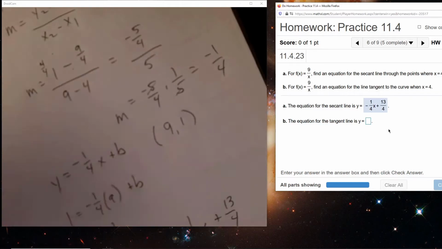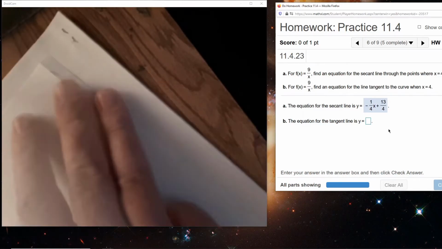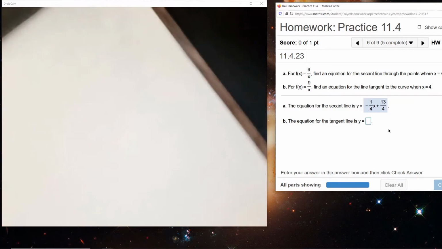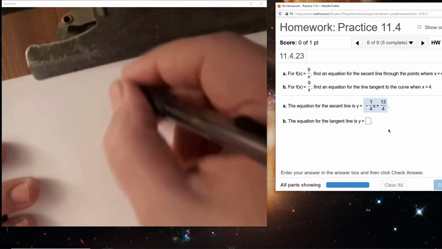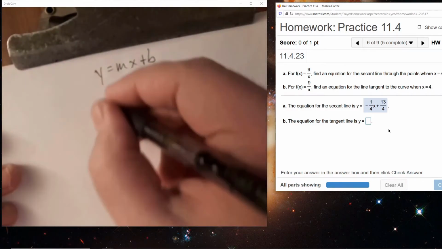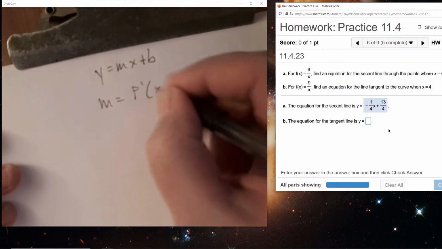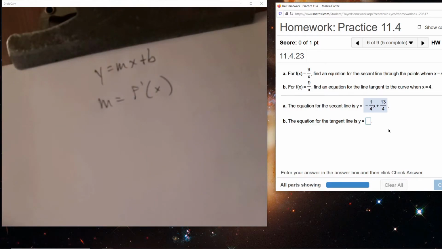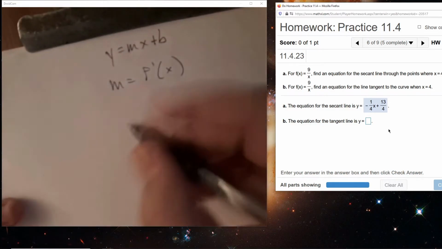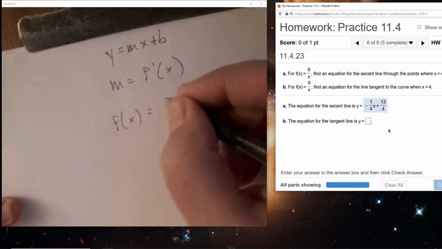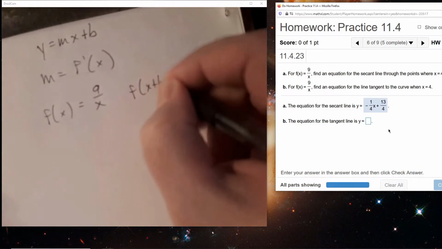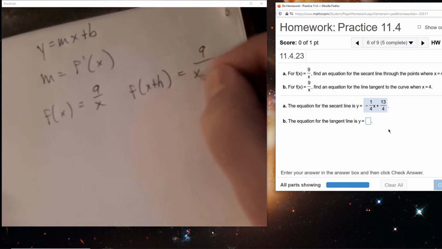So now we want the tangent line. So the tangent line is the one that requires the derivative. So again, the tangent line is a linear function, but for the tangent line, the slope is given by the derivative. So we need the derivative. So our function they're giving us is 9 over x, which means that f of x plus h is 9 over x plus h.